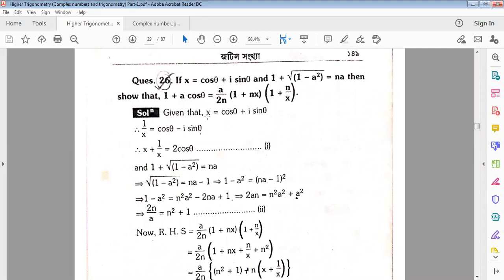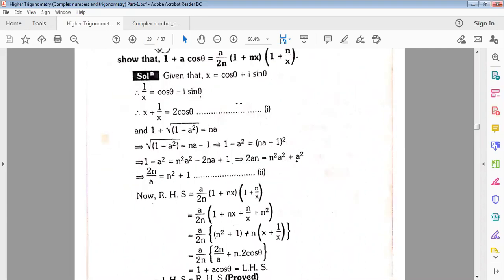Now just adding this, x plus 1 by x equals what? The i sin theta will be cancelled after addition. 2 cos theta will give the result. Let us make this equation 1.